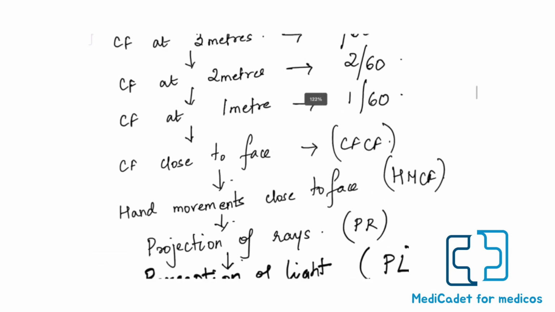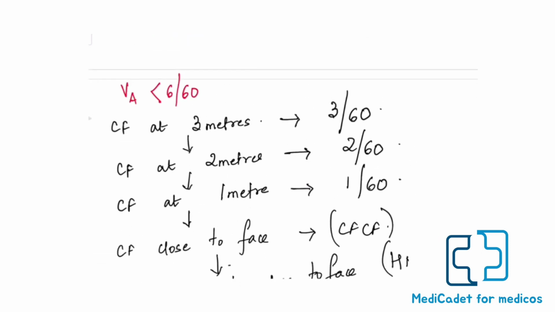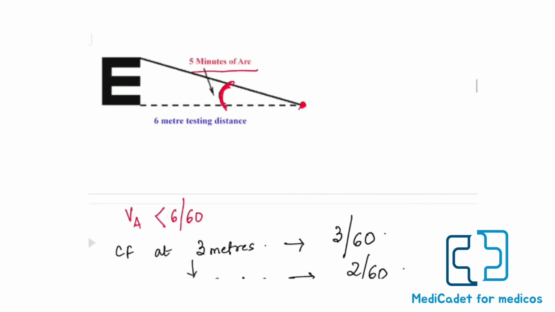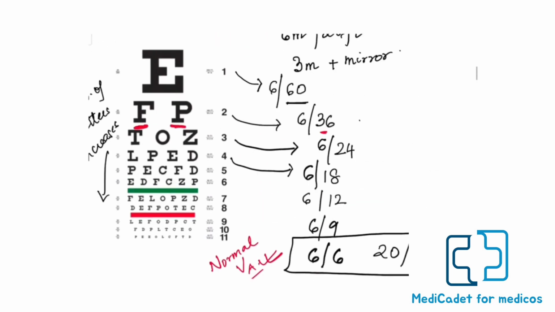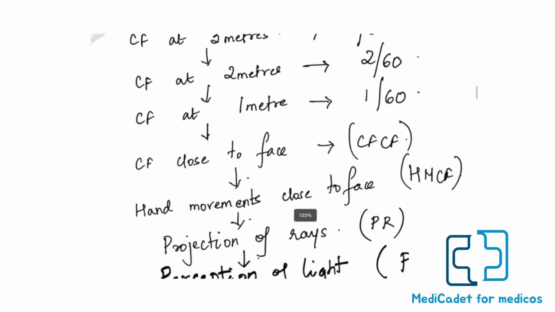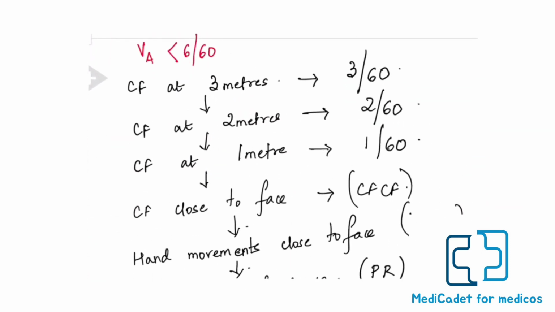Right? So less than 6 by 60, what are the different levels of visual acuity? So in this we learned what are the levels of visual acuity more than 6 by 60. That is, more than 6 by 60 will be 6 by 36, 6 by 24, 6 by 18, etc. Now less than 6 by 60, what are the levels of visual acuity? Less than 6 by 60, the levels of visual acuity are 3 by 60, that is counting fingers at 3 meters, 2 by 60, 1 by 60. Less than that is counting fingers close to face. If that is also defective, the next level below that is hand movements close to face.